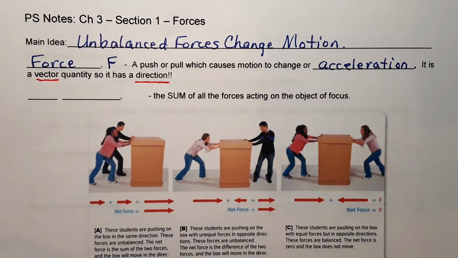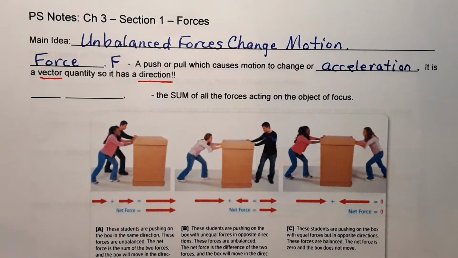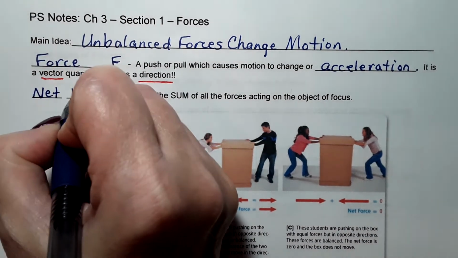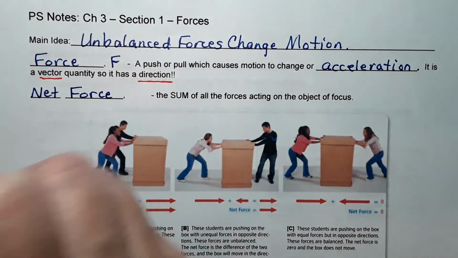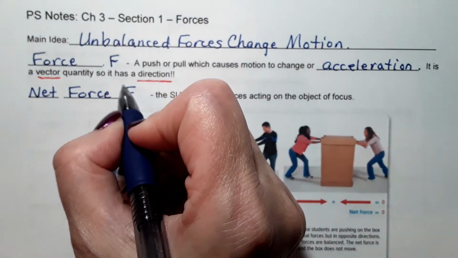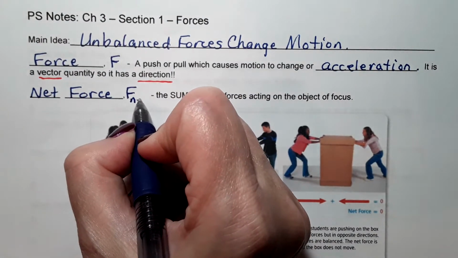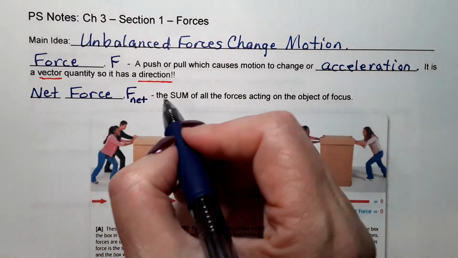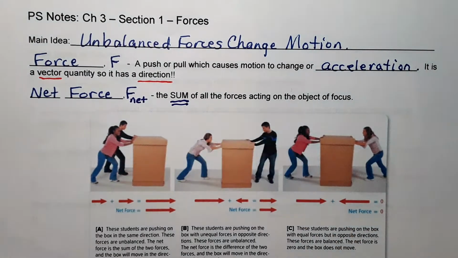All right, now, suppose that you have more than one force acting on an object. Then we can talk about the net force acting on the object. The net force, which is symbolized with a capital F, just like force, but we put a subscript net on it to show that it is the sum, the addition of all the forces acting on the object of focus.